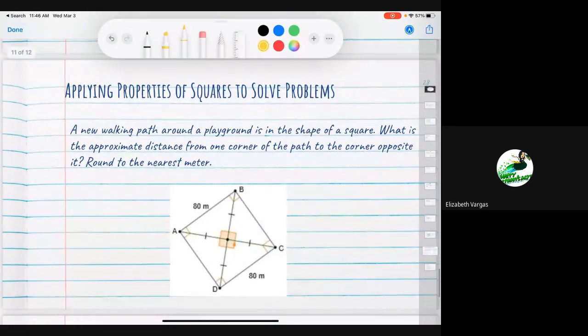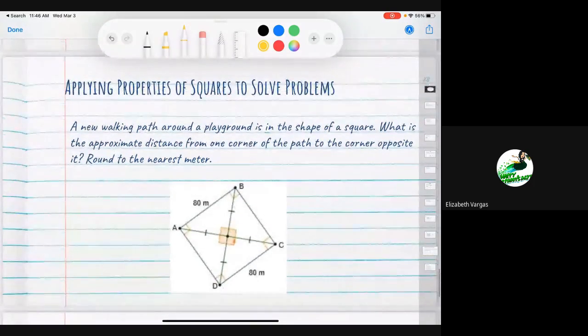Now we're going to go ahead and apply properties of a square to solve an example problem. So here's an example problem, and basically what we're going to answer in this, we'll look at it right now. A new walking path around a playground is in the shape of a square. What is the approximate distance from one corner of the path to the corner opposite it, rounded to the nearest meter?